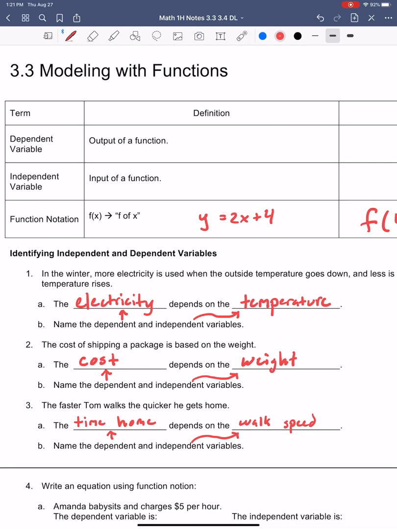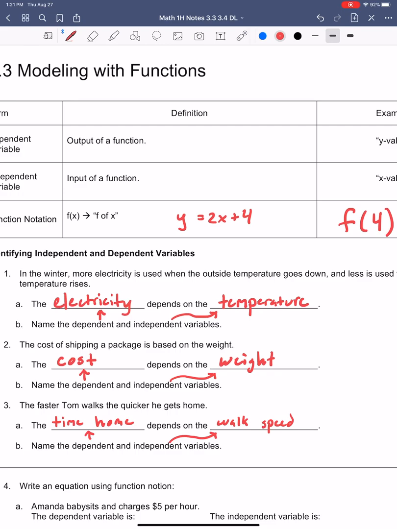Let's go ahead and identify some dependent and independent variables. It says in the winter, more electricity is used when the outside temperature goes down, and less electricity is used when the temperature rises. So we have two variables here. We have electricity and we have temperature. Those are the things that are changing. In this case, the electricity depends on the temperature. If the temperature goes up, then the electricity increases, and vice versa. So we've got it written here that the dependent variable is electricity and the independent variable is temperature.